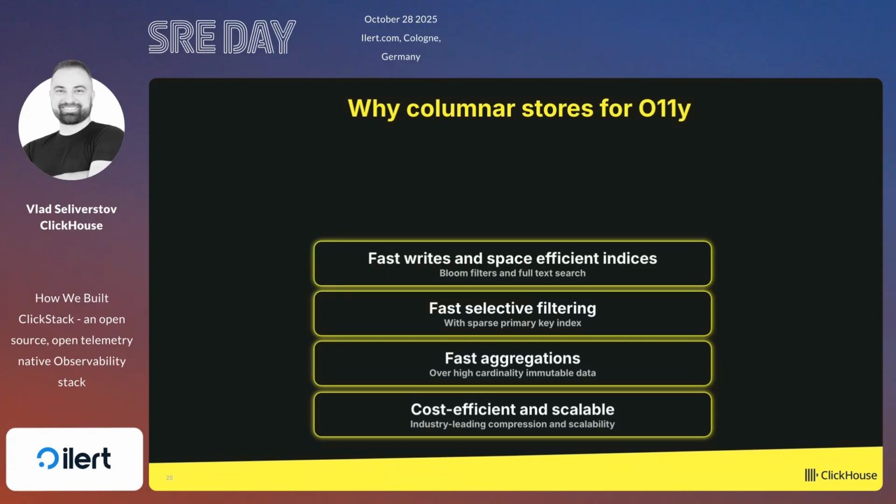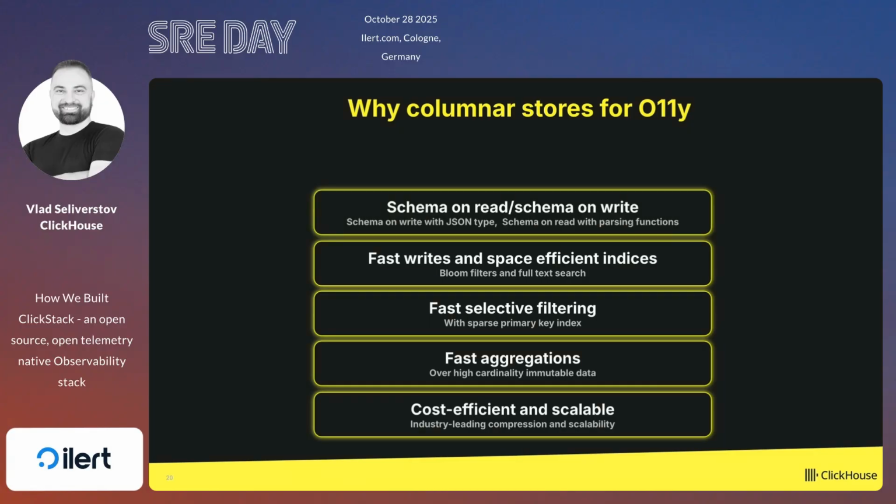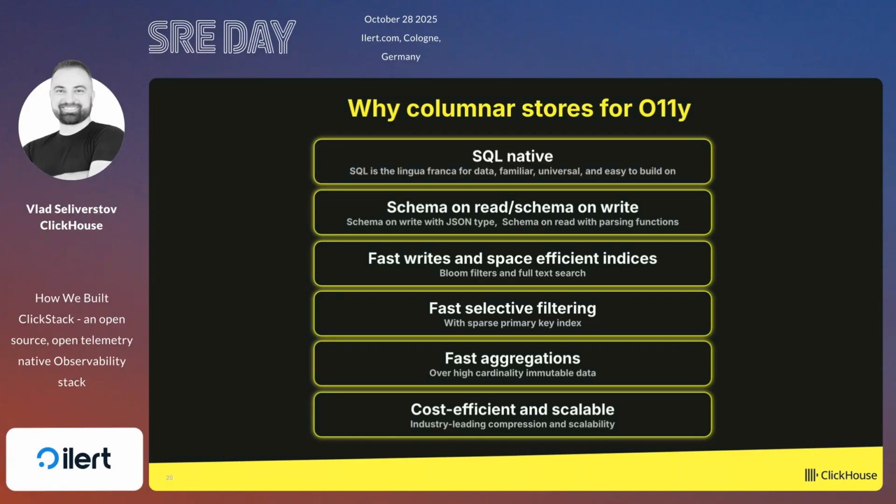And I don't have time now to cover fast writes in depth. It's a whole thing about how ClickHouse writes data, but trust me on that. More recently, we also got flexibility around schema, as discussed, with the support of JSON, schema on read and schema on write. And finally, most columnar stores are the foundation of an OLAP database, which exposes SQL.